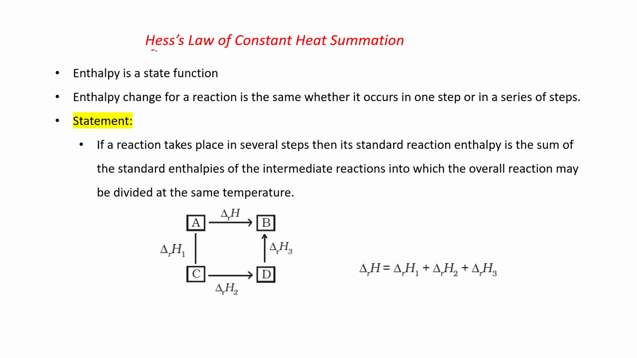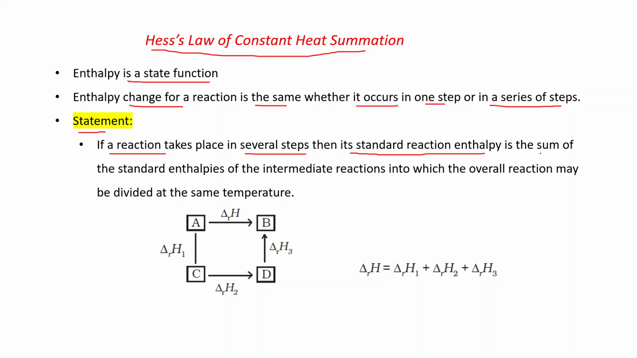Now next is Hess's law of constant heat summation. We know enthalpy is a state function, that is, it depends on the initial and final state. Enthalpy change for a reaction is the same whether it occurs in one step or in a series of steps. On that basis, we can give the statement for Hess's law of constant heat summation. If a reaction takes place in several steps, then its standard reaction enthalpy is the sum of the standard enthalpies of the intermediate reactions into which the overall reaction may be divided at the same temperature.